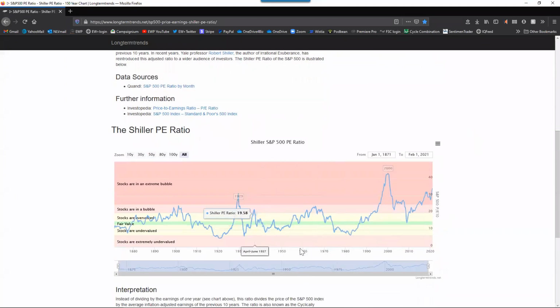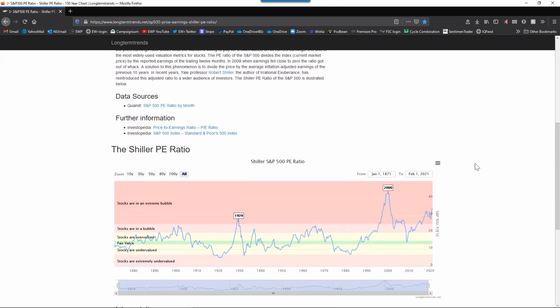Here's another way to look at it. It's the Shiller P/E ratio, and as of the end of February, it was at 34. It's probably over 40 now, and it was already higher than the P/E ratio at the peak of the 1929 Roaring Twenties mania high. Only 2000 stands taller on that measure.